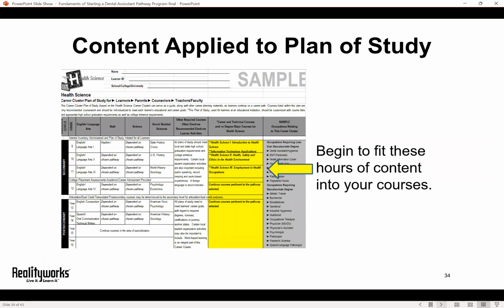And again, once you see the breadth of curriculum or content that's available, you can also figure out how to plug that into your plan of study as well.